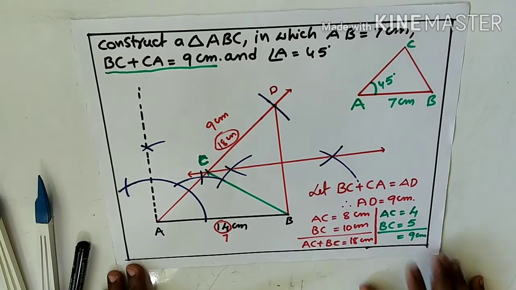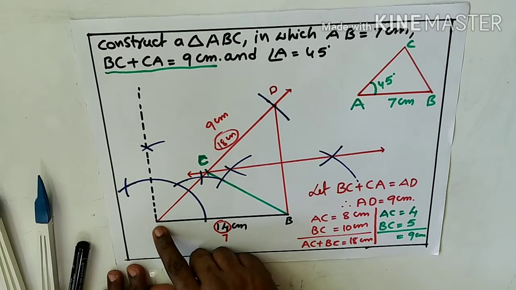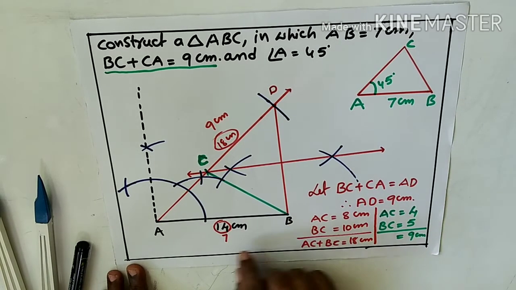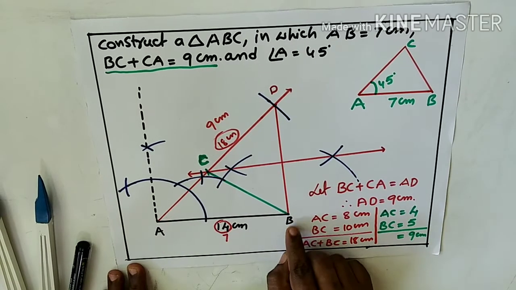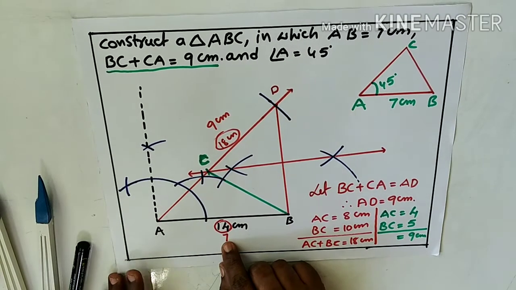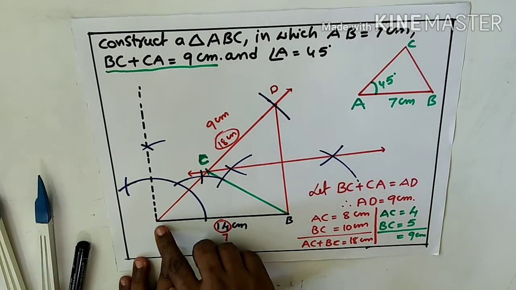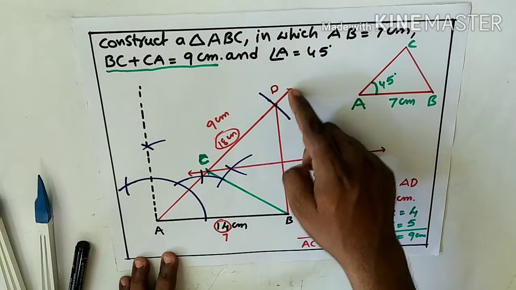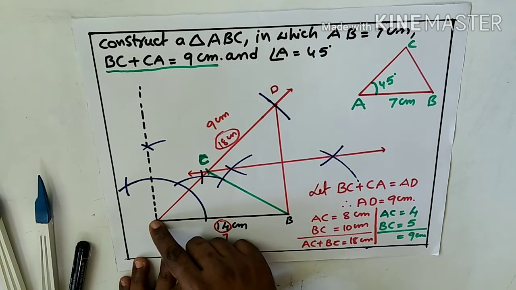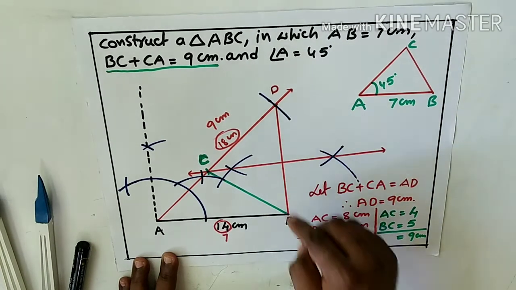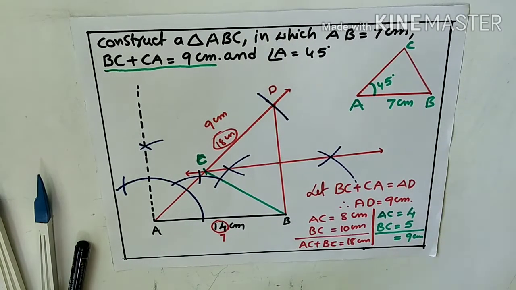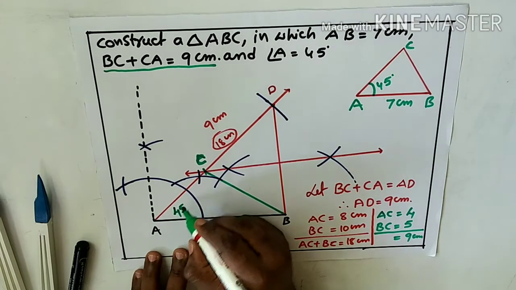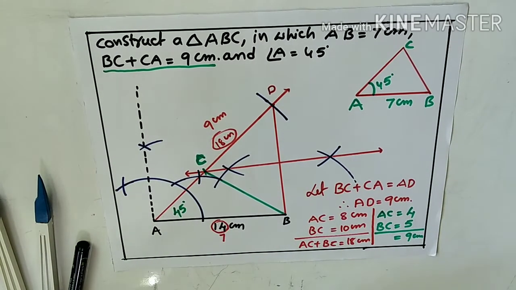Please write down. First step, draw a line segment AB equal to 7 centimeters. Now take A as the center. Draw a ray AD such that angle BAD is equal to 45 degrees.